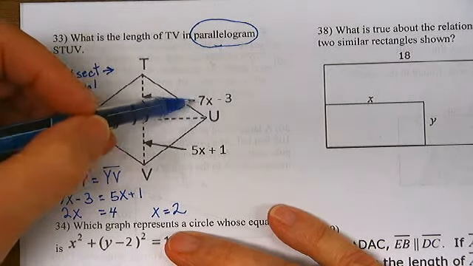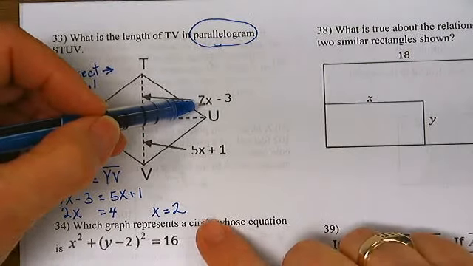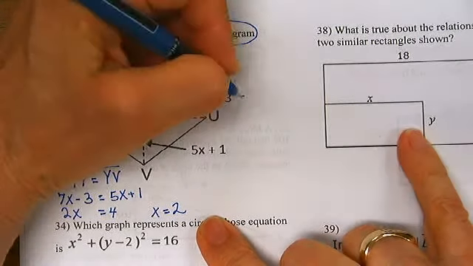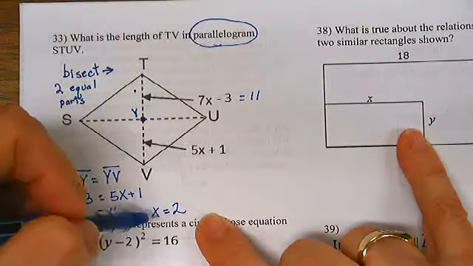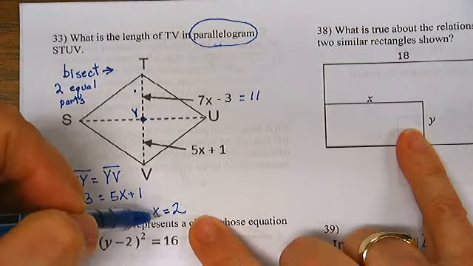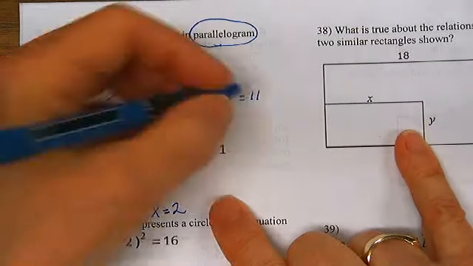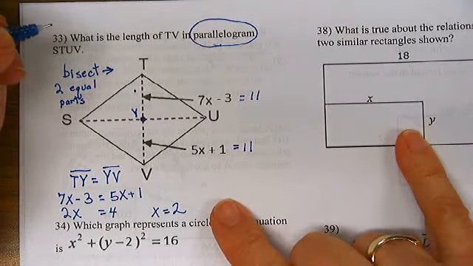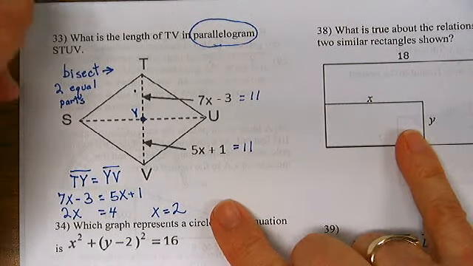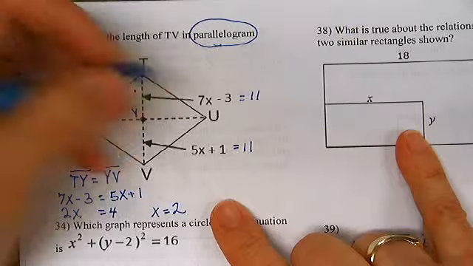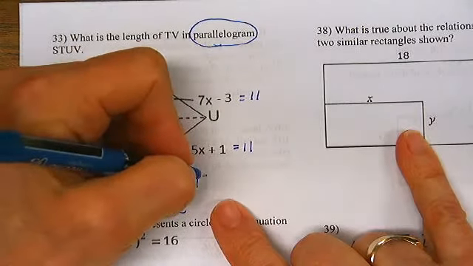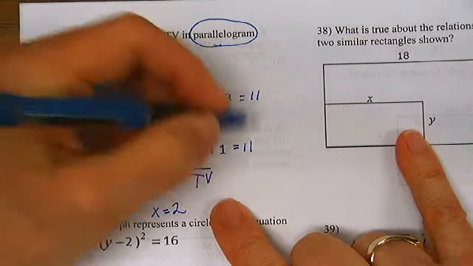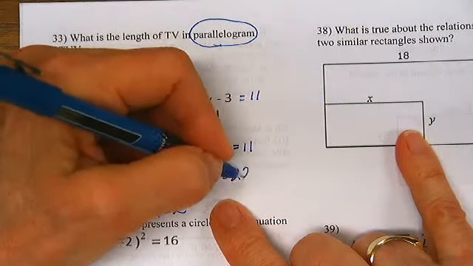7x minus 3, 7 times 2, 14 minus 3 is 11. 5 times 2 is 10 plus 1 also equals 11. That is my check to see that I did all the arithmetic correctly. So the length of TV is TY plus YV, which is equal to 22.